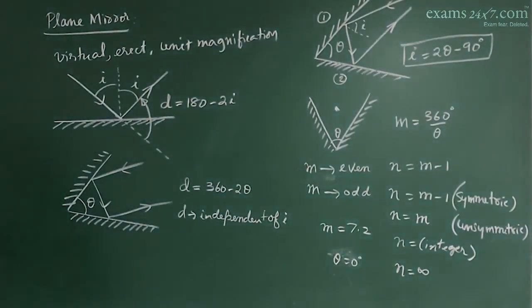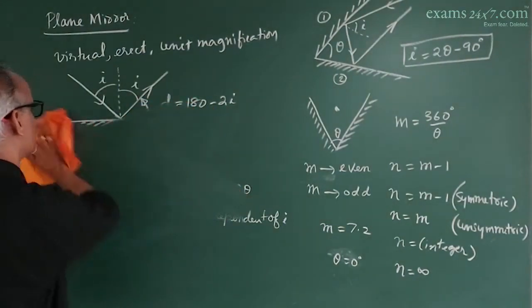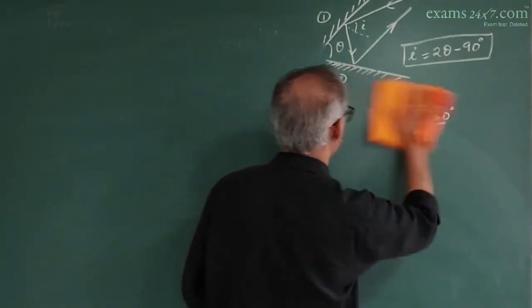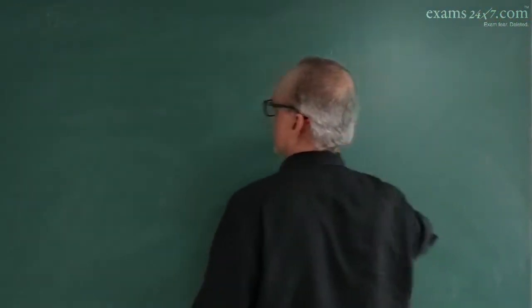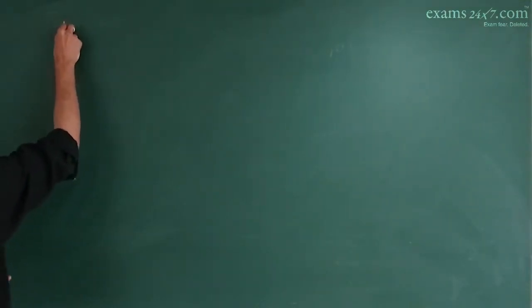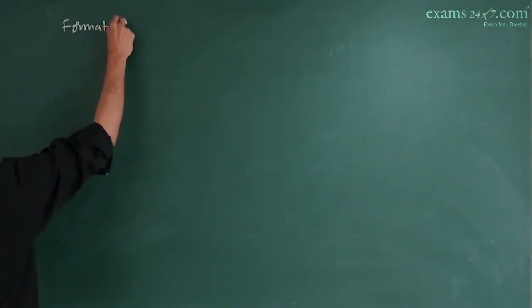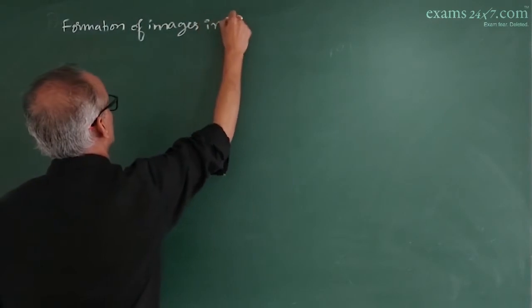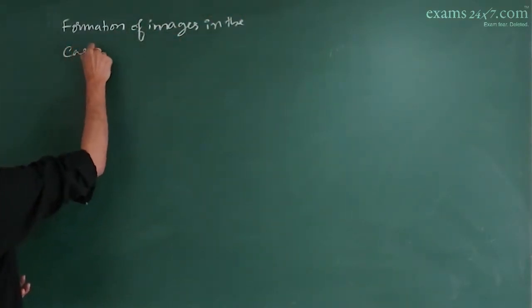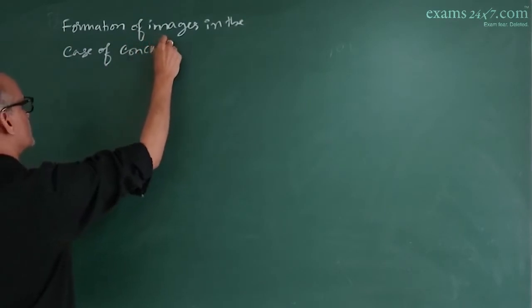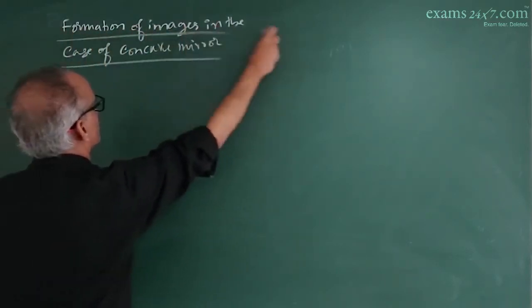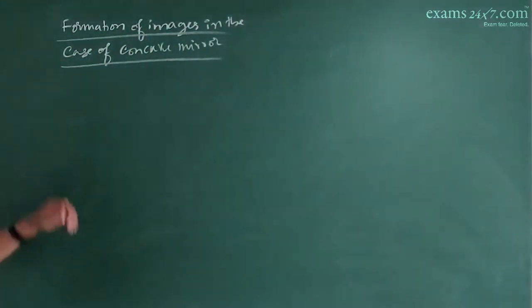So now let's learn all about the spherical mirrors. Spherical mirrors mainly are of two types, one is the concave mirror and the other is the convex mirror. So first we will discuss formation of images in the case of a concave mirror.